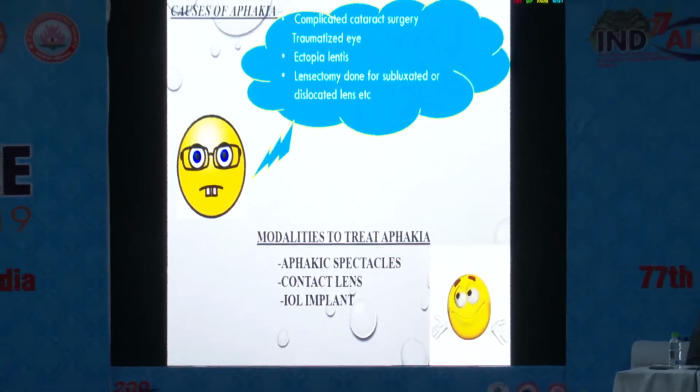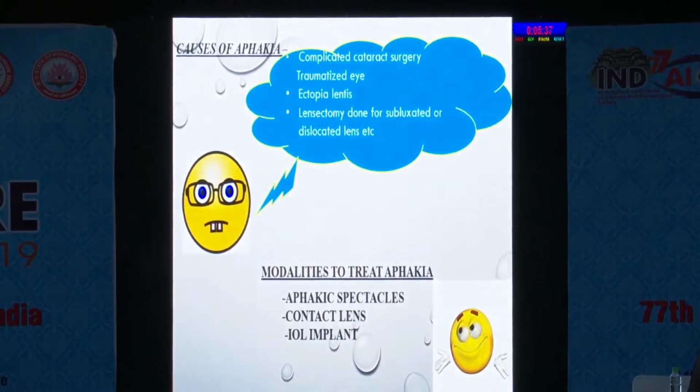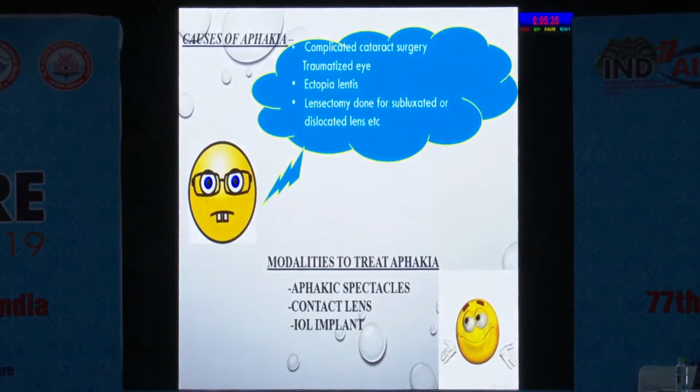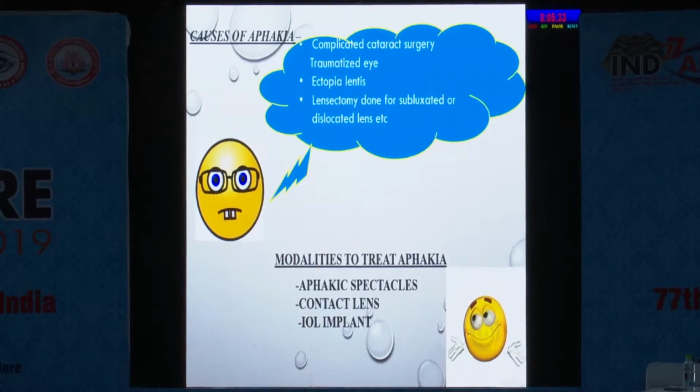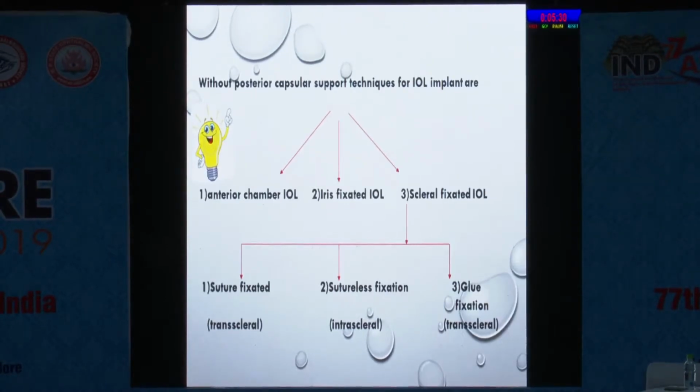So here I am presenting the paper of iris claw versus SFIOL in aphakia correction. We all know the causes of aphakia are complicated cataract surgery, traumatized eye, ectopia lentis, and many subluxated or dislocated lenses. There are various modalities to treat aphakia, that is via spectacles, contact lens, or IOL implant. Now, without posterior capsular support, techniques for IOL implant are anterior chamber IOL, iris fixated IOL, or SFIOL, which is further divided into suture fixated, sutureless, or glue fixation.